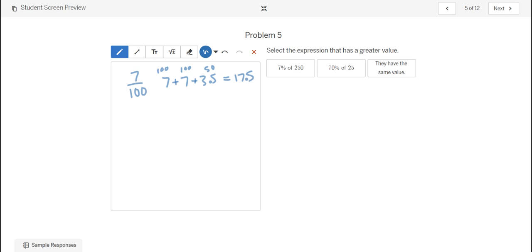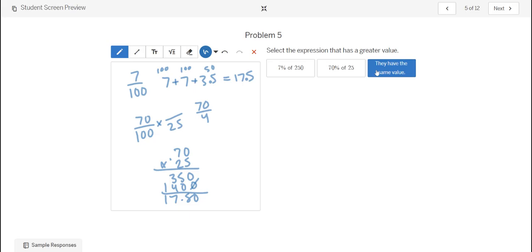Versus 70% of 25, that would be 70% of 25. I'm looking at dividing by 4. 70 divided by 4. Or I'm going to do it as a decimal, much easier. 0.70 times 25. 350, put a placeholder, 140. Oh, I get that they're exactly the same. So 17.5, 17.5, they have the same value.